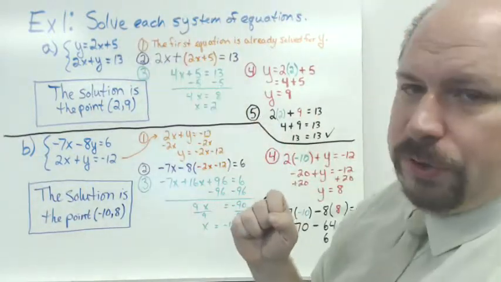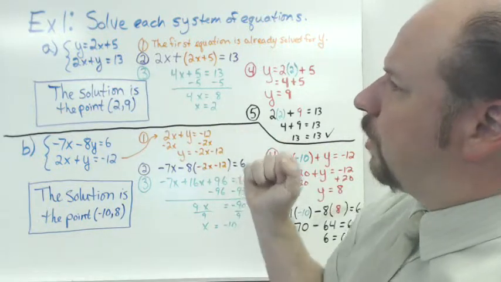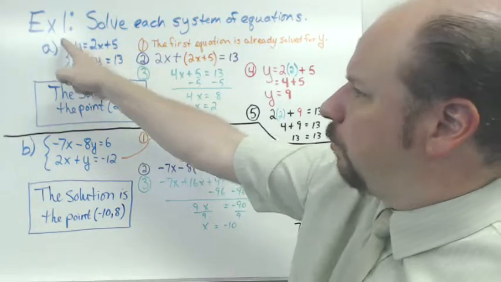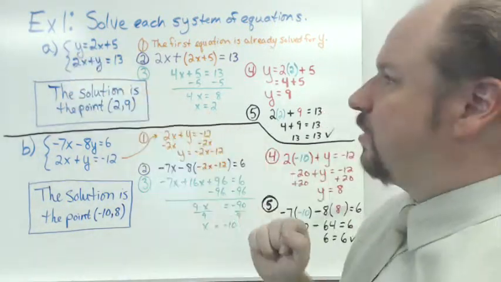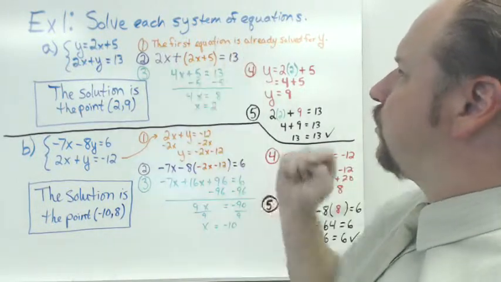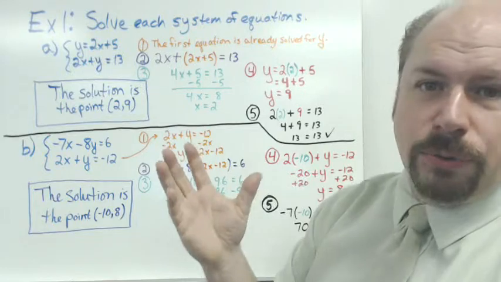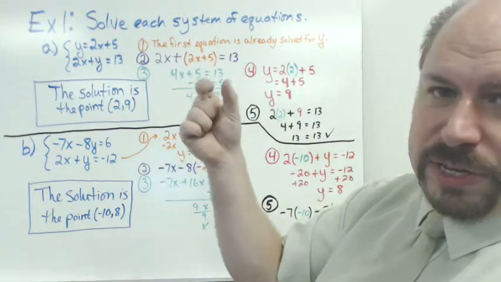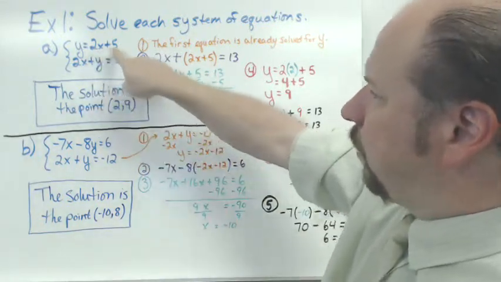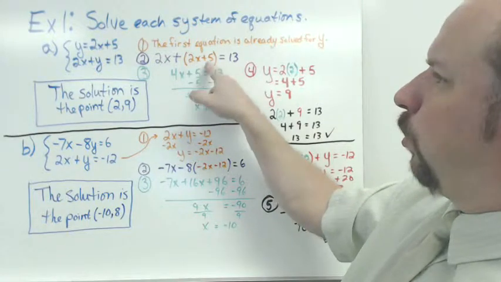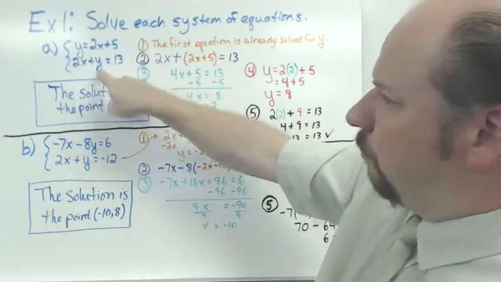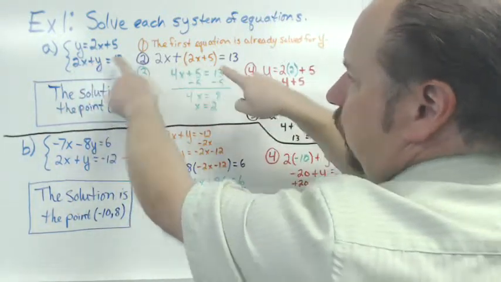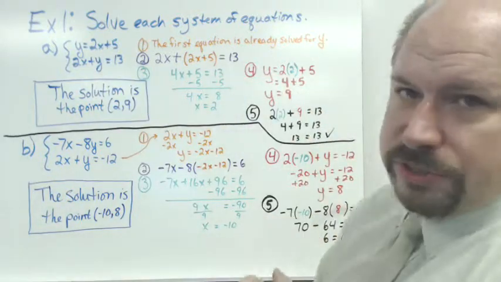Okay, so let's take a look at an example. Example 1, solve each system of equations. Here we have y equals 2x plus 5, and 2x plus y equals 13. By the way, these brackets are just telling us that this is a system of equations. The first equation is already solved for y, so we can skip the first step. We take this expression, 2x plus 5, and put it in for y in the other equation. So this becomes 2x plus y, which is 2x plus 5, equals 13.